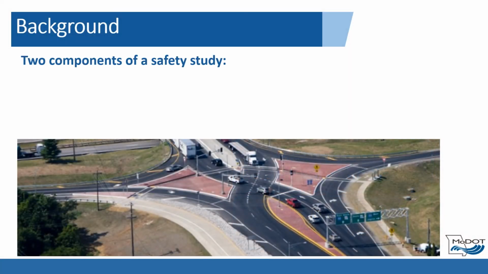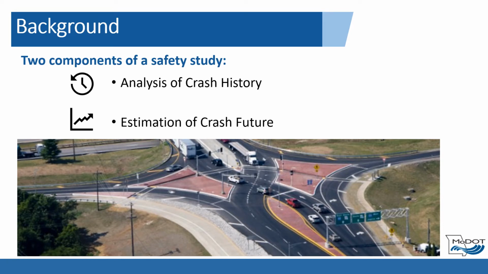There are two components of a safety study: an analysis of the roadway's crash history and an estimation of future crashes. The focus of this module is on analyzing the history of a roadway's crashes. This will also be referred to as an existing safety analysis.